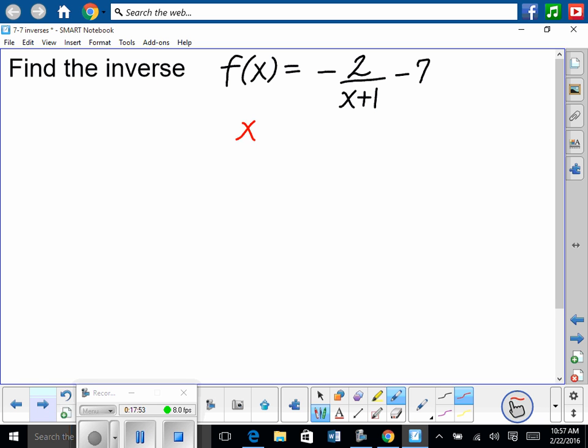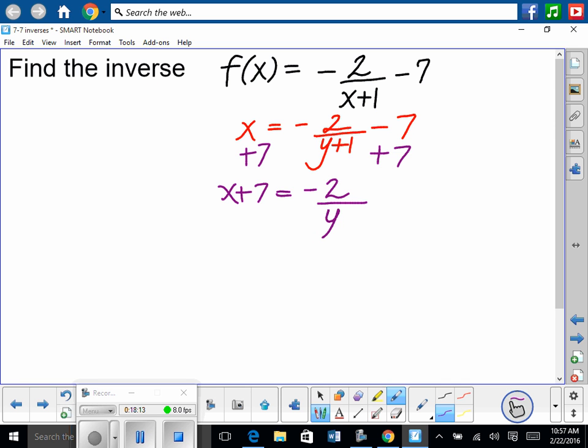So we switch x and y. We have x is equal to negative 2 over y plus 1, minus 7. Stay with me. What's my first step, guys? Add 7. We have x plus 7 is equal to negative 2 over y plus 1. Now notice something. Isn't that y plus 1 in the bottom of a fraction?